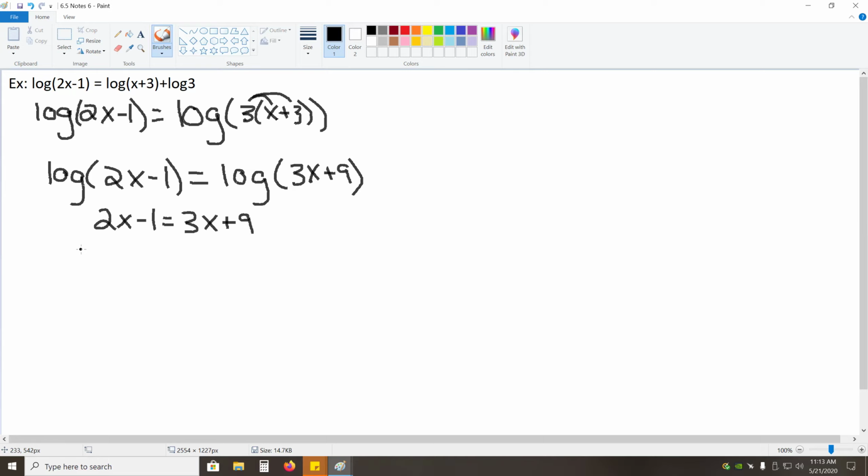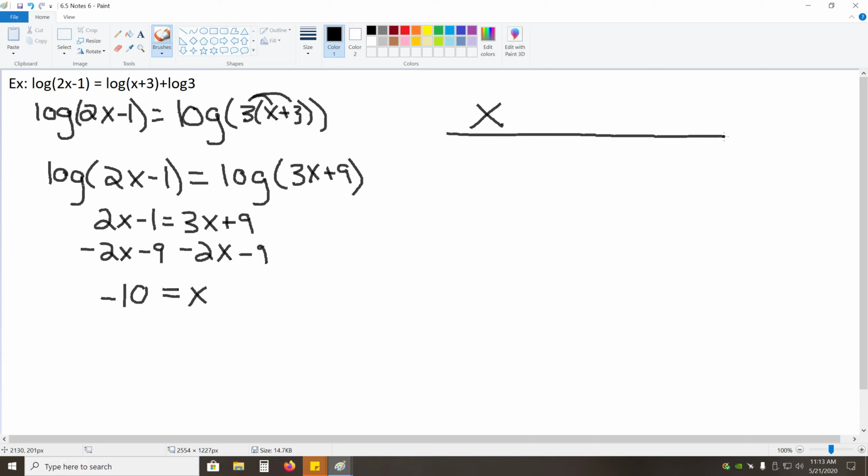And now to solve for x, we'll subtract 2x from each side of the equation, and then subtract 9 from each side of the equation to get the x's alone. You could spread this out into two separate steps if you prefer. And when we do that, on the left side we'll be left with negative 10, and on the right side we'll be left with just x. So x equals negative 10 is the answer we found, but remember, we have to make a table to check that.